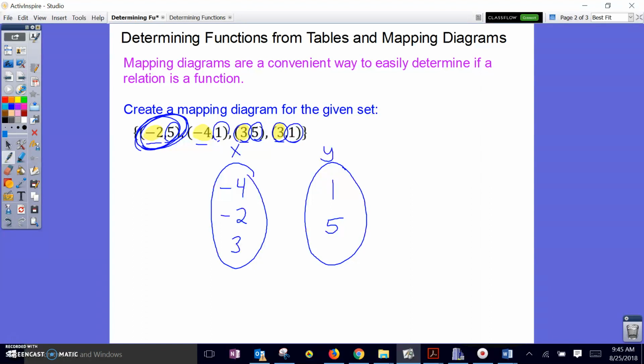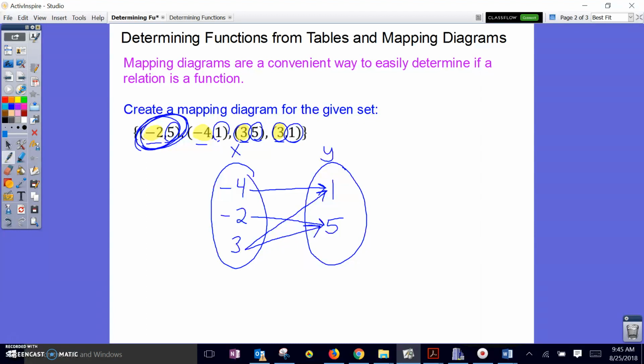So for the ordered pair -2, 5, we're going to draw an arrow from -2 to 5. That shows us that the ordered pair -2, 5 is in the set. We're going to do that same thing for all the ordered pairs. We've got -4, 1, so we draw an arrow to pair the -4 and the 1. We've got 3, 5, so we draw an arrow from 3 to 5. And we've got 3, 1, so we draw an arrow from 3 to 1. And that's how we create a mapping diagram.